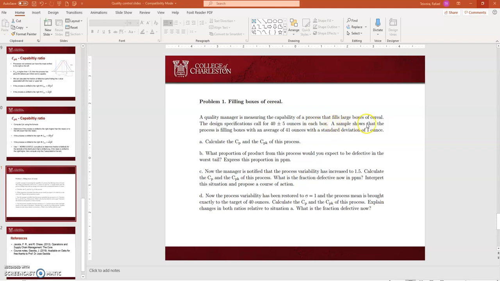Then we collect a sample, and the sample shows that the process is filling boxes with an average of 41 ounces and not 40 as we are expecting, and with a standard deviation of 1 ounce. Okay, so here's the first problem. Calculate the capability ratio, the CP, and the CPK capability ratio for this process.